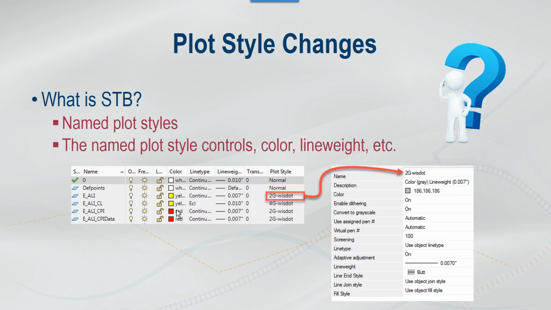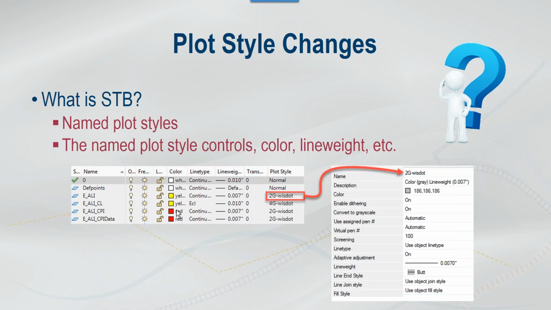There are two types of plot style tables available with AutoCAD. STB, which is name-based plot styles, and CTB, which is color-based plot styles. While STB is available with AutoCAD, CTB is the native plot style functionality that AutoCAD is based on. There are not many functional differences between STB and CTB. Both plot styles can control color, line type, line weight, etc., or defer that control to the layer.